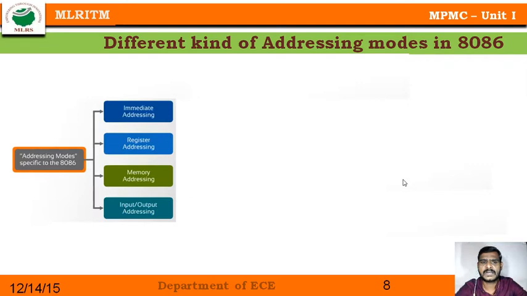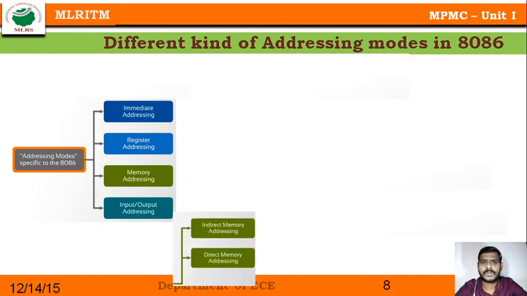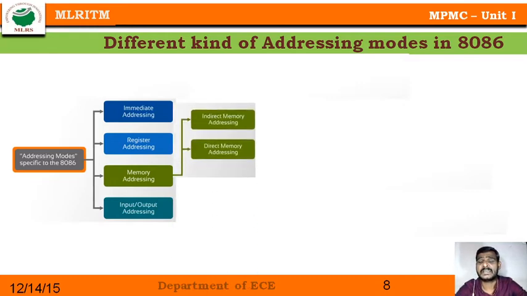Basically, the addressing modes of 8086 are classified into four major groups: immediate addressing mode, register addressing mode, memory addressing mode, and input output addressing mode. The memory addressing mode is again classified as either indirect memory or direct memory address, which is nothing but whether I'm taking the data directly from the memory or the memory is represented by means of a register. That is the difference between the indirect and direct memory address.